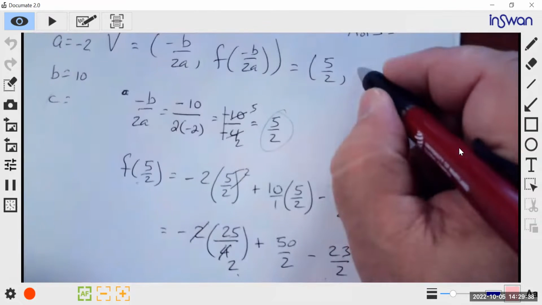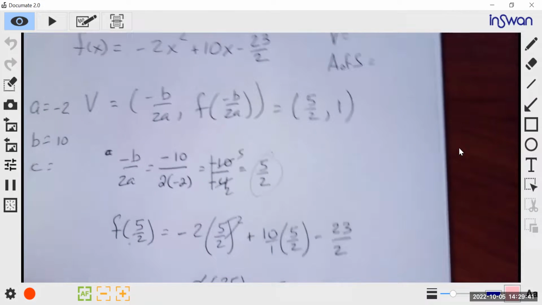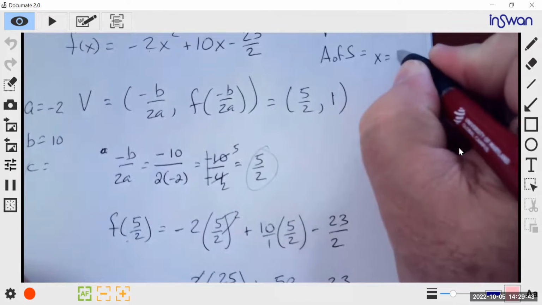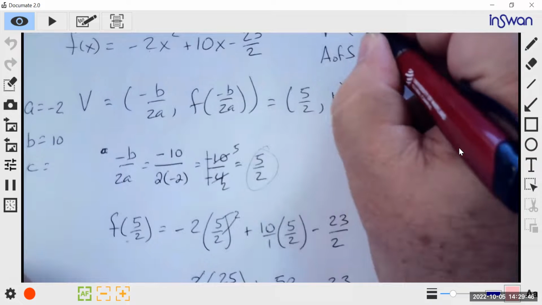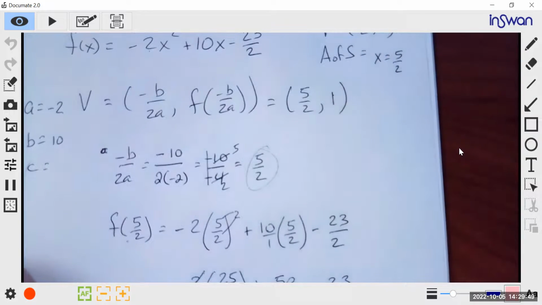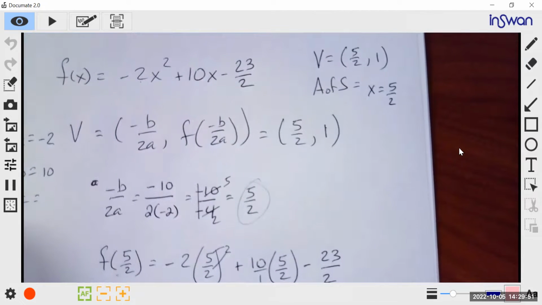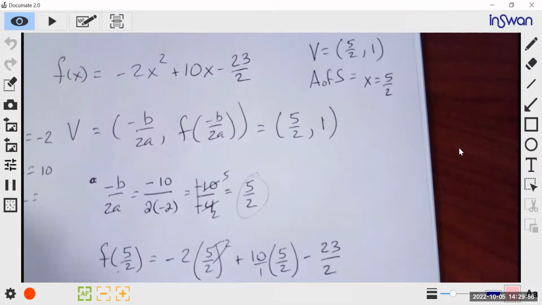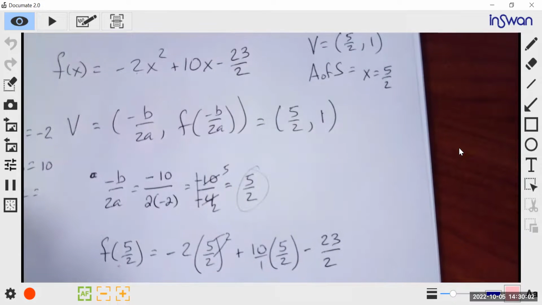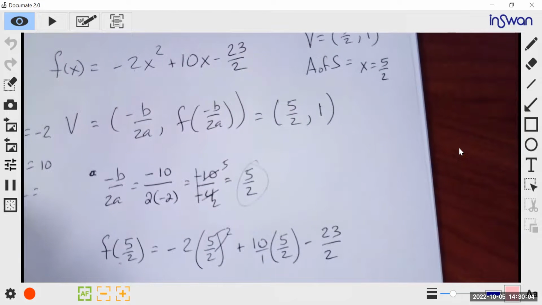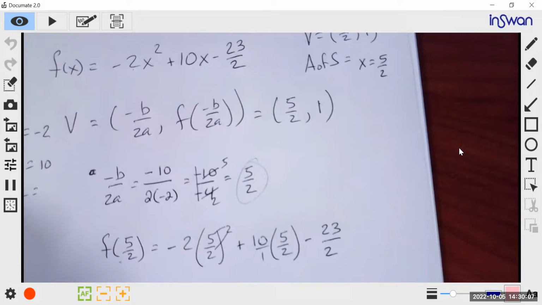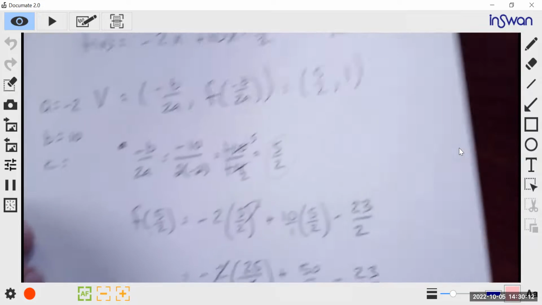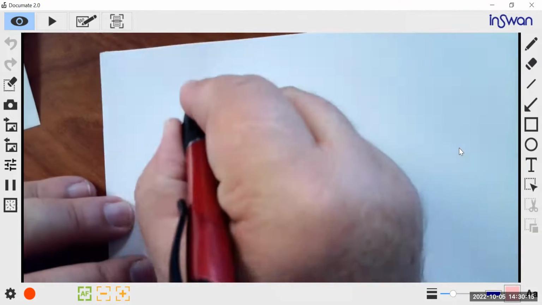So that's my y value. My vertex is at 5 over 2, 1. There's my answers. So far, so good. Okay, now that's one method. Let's look at the other method, the complete the square method. That's the one you guys don't like. Okay, let's look at that one.